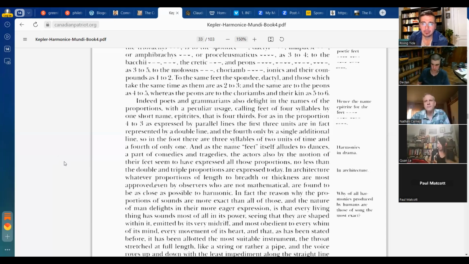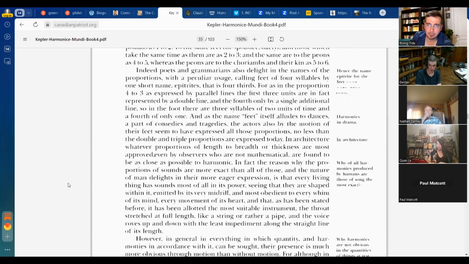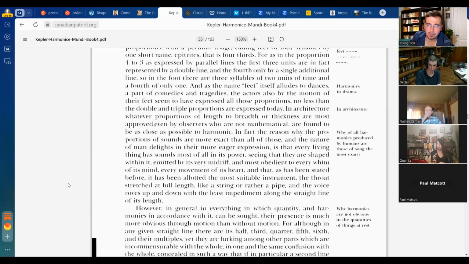In fact, the reason why the proportions of sounds are more exact than all of those, and the nature of man delights in their more eager expressions, is that every living thing has sounds, and that has sounds most of all in its power, seeing that they are shaped within it, admitted by its very midriff, and most obedient to every whim of its mind, every movement of its heart, and that, as has been stated before, it has been allotted the most suitable instrument, the throat stretched at full length, like a string, or rather a pipe, and the voice arose up and down with least impediment along the straight line of its length.